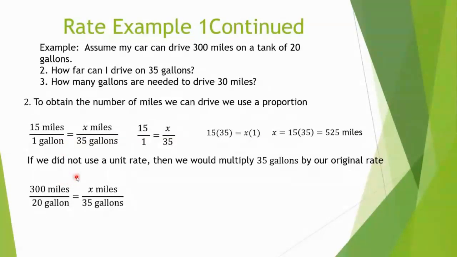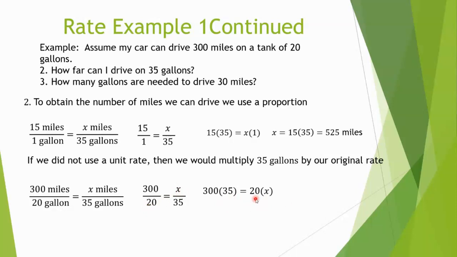Okay, so now again, we just solve for x. Just like before, these units are gone. We're left with this. And then just like before, what do we do? We cross multiply. Cross multiply, and we get this: 300 times 35, 20 times x.